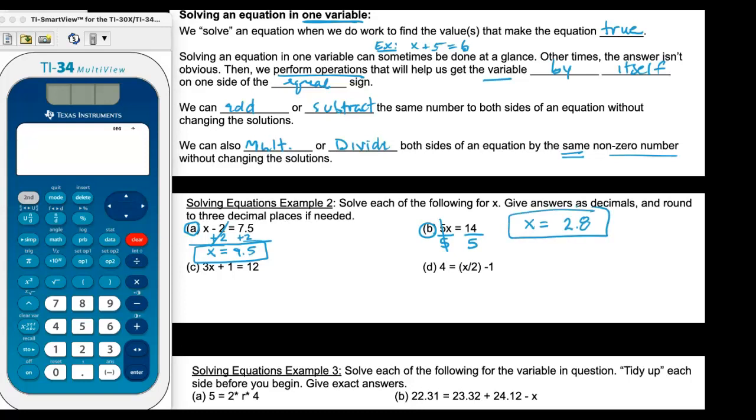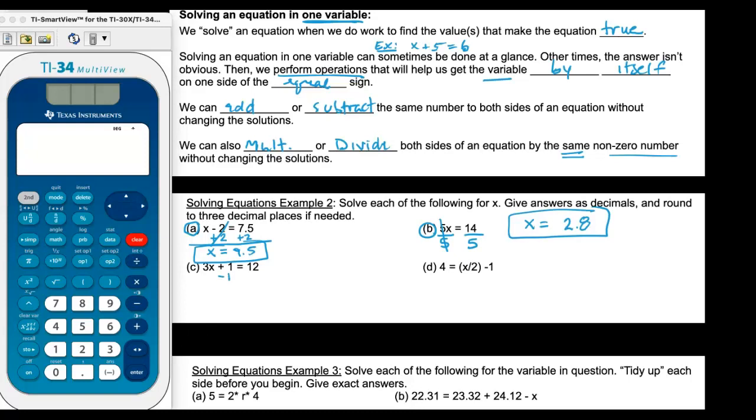For part C, now this one's a little bit different. We're building up here. Now we've got two things going on. We're multiplying by 3 and then we're adding 1. We're going to undo the order of operations, which means that normally with order of operations, we deal with multiplication and division first before subtraction and addition. In this case, we're going to get rid of the addition first. So we're going to work backwards.